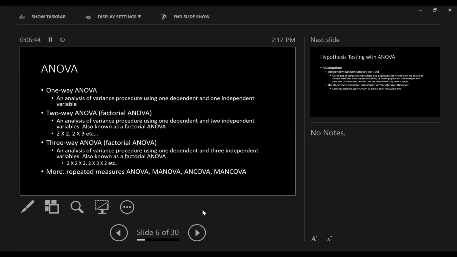Sorry about that. All right, there are multiple different ways that we can do the test. A one-way ANOVA is a procedure using one dependent and one independent variable. A two-way ANOVA is the same idea, analysis of variance, but it's using one dependent and then two independent variables. That's also known as a factorial ANOVA, and oftentimes you'll see it written as 2 by 2 or 2 by 3. I think I drew this out actually for my other class the other day. Let me just pull that up.